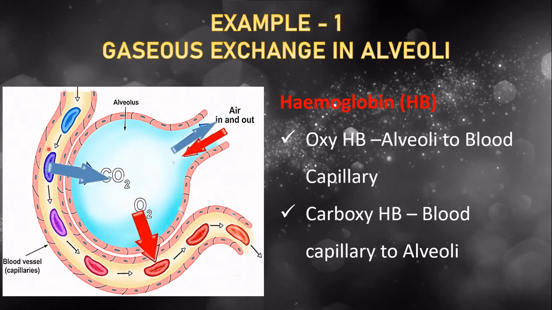This RBC has a greater amount of carbon dioxide, and the alveoli have a lesser amount of carbon dioxide. So the diffusion process starts from the RBC to the alveoli. Likewise, this RBC has less oxygen, and more oxygen is present in the alveoli. So the diffusion process starts from the alveoli to the RBC.